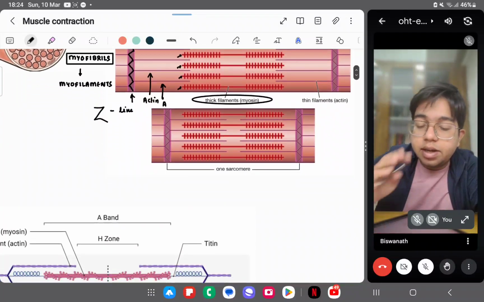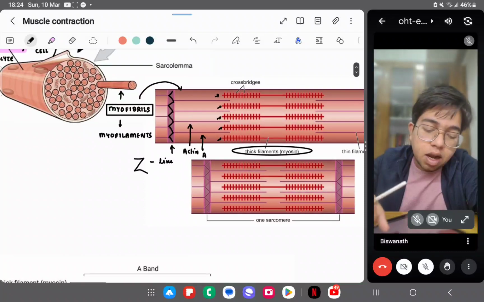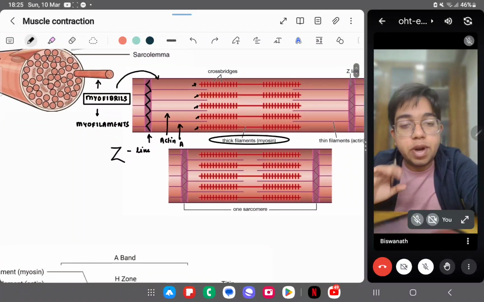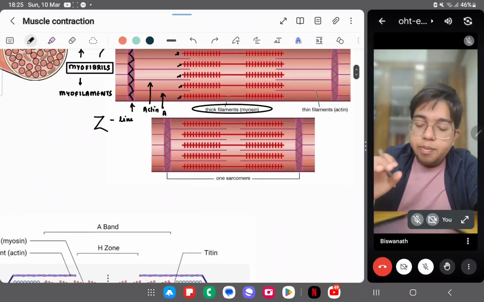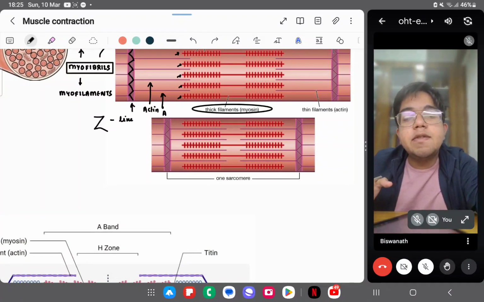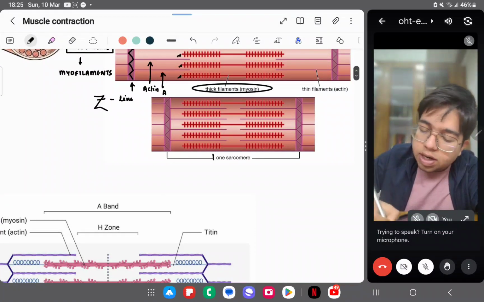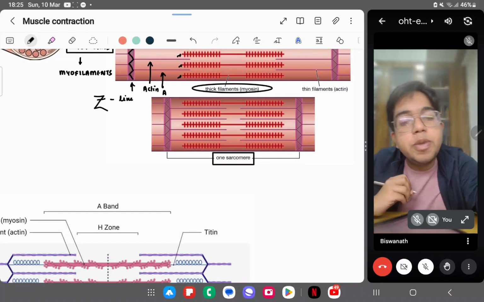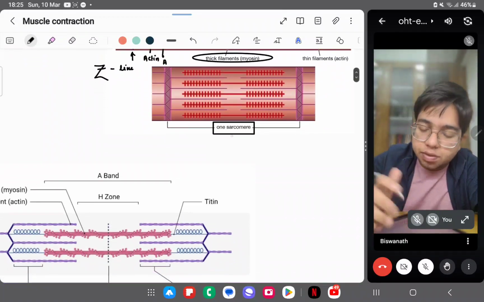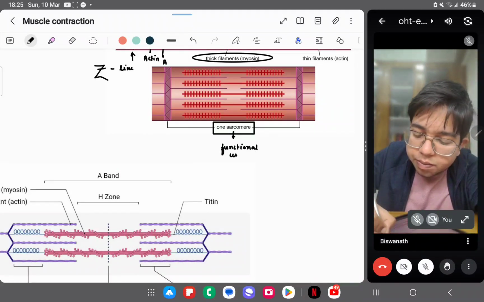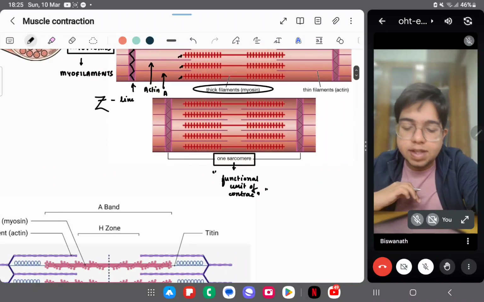Just understand the part of a myofibril or myofilament between two consecutive Z lines. Between two consecutive Z lines is called a sarcomere, and the sarcomere is the functional unit of contraction. Why it is called so, we'll see.